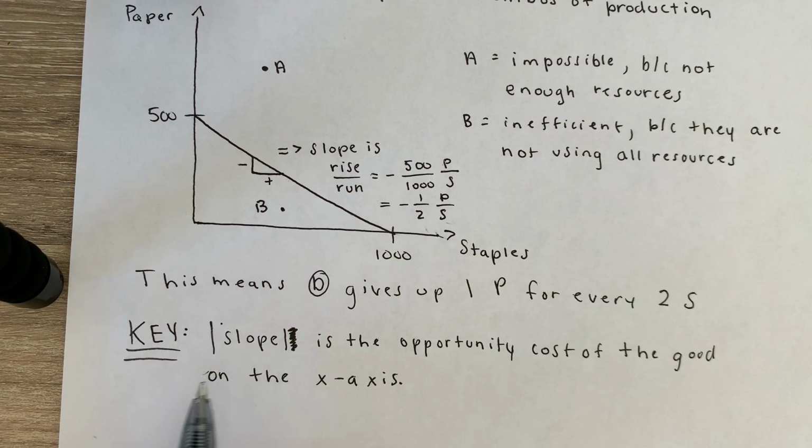So our key here is the absolute value of the slope is the opportunity cost of the good on the x-axis. So that's about as far as we've gotten. You'll see this elaborated on a lot more next week in lecture.